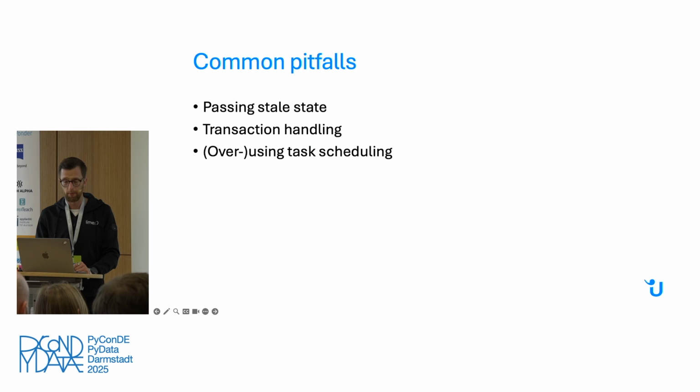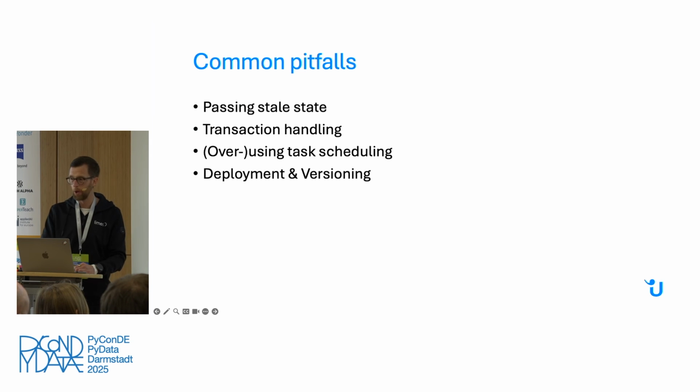Then we come to the point of task scheduling and overusing it. The way task scheduling is implemented in Celery is that Celery workers fetch everything, and if they notice that the task is marked for later execution, they actually keep it in memory in the worker. So if you use that feature excessively, then your workers might actually run out of memory from tasks that are scheduled for later execution. And then there's the fun topic of deployment and versioning.